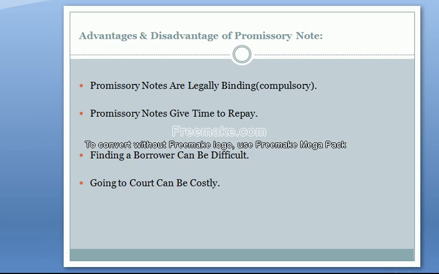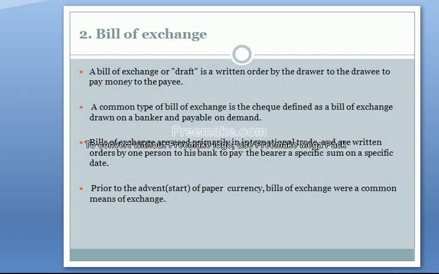Our next topic is bill of exchange. A bill of exchange, this is also called a draft. It is a written order by the drawer to the drawee to pay money to the payee. So look at here, three parties are involved: drawer, drawee and payee. But if you remember, in the promissory note there were two parties, drawer and payee, or maker and payee.